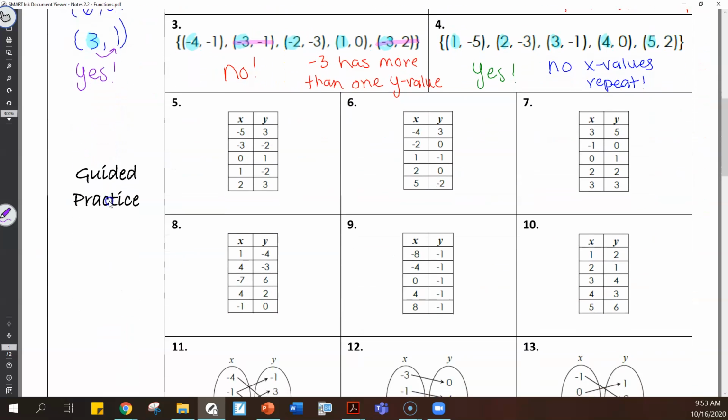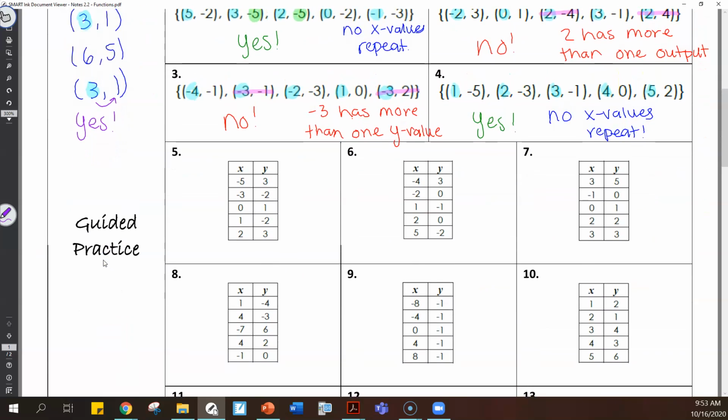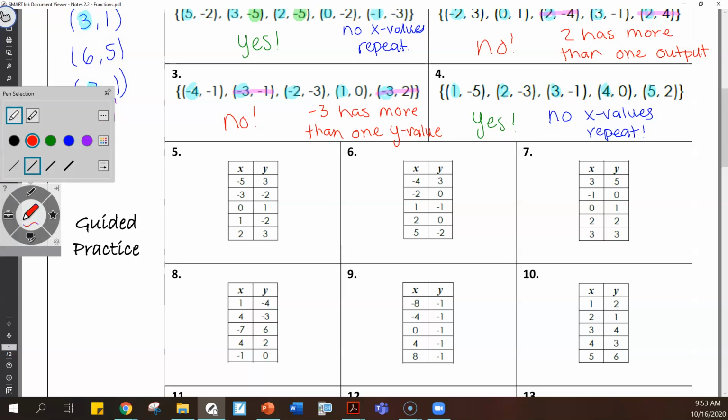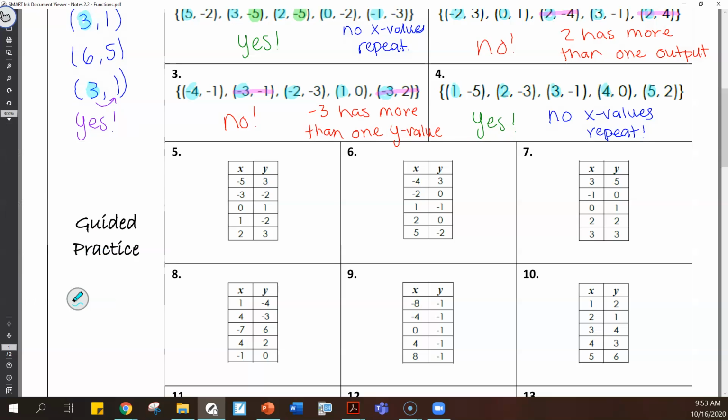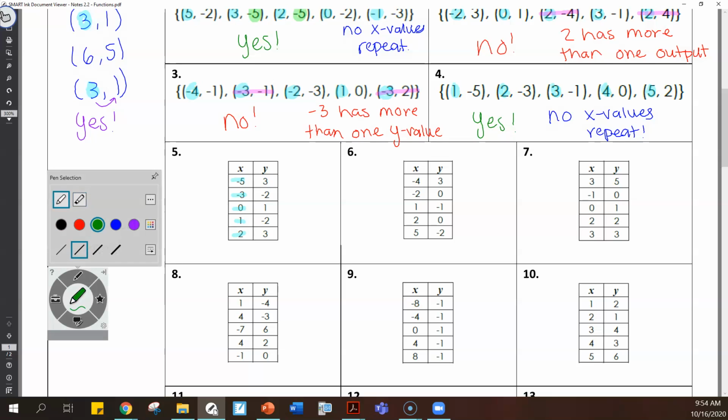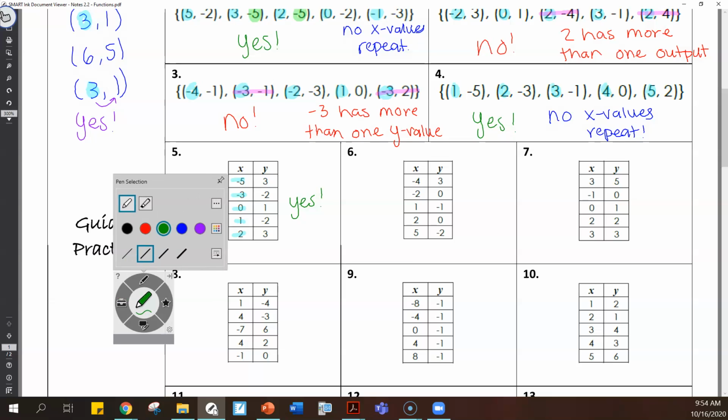Okay. Do the same thing with my tables. I'm going to try, let's say 5, 6, and 7, and then you can try 8, 9, and 10. So let's look at number 6. I want to check my x values. So I've got negative 5, negative 3, 0, 1, and 2. My x values are looking pretty good. None of them repeat. So this is a function. Okay. Number 6, I got negative 4, negative 2, 1, 2, and 5. Again, none of these repeat, so this is a function.